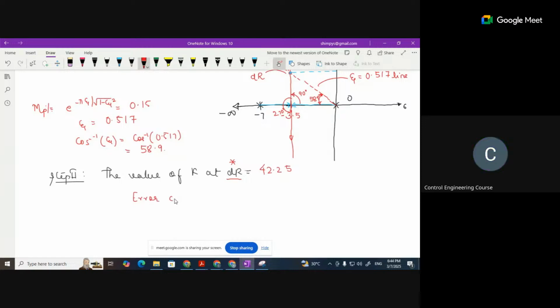You know that the error coefficient Kv of the uncompensated system, that is at the value of K equals 42.5, is given as limit s tends to 0 of s into G(s) equals... Can you tell me the formula? 1 by K, 42.25 divided by 7. Have you seen the videos there on how to find this?